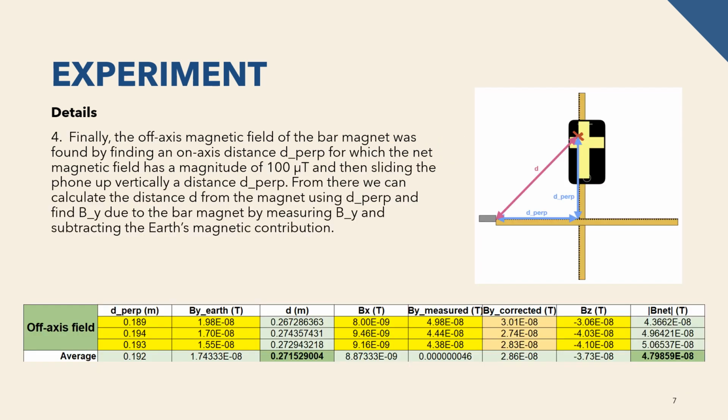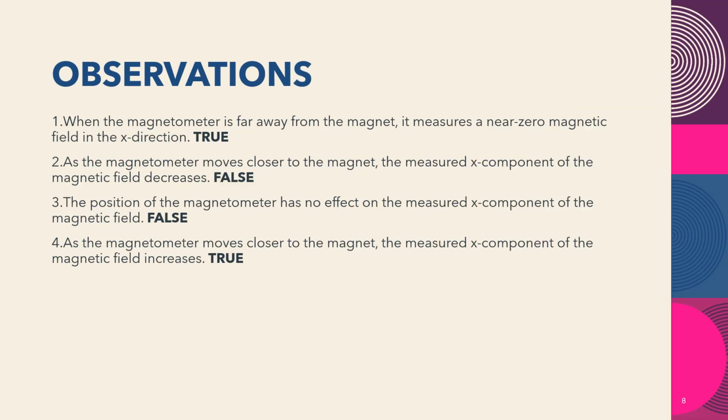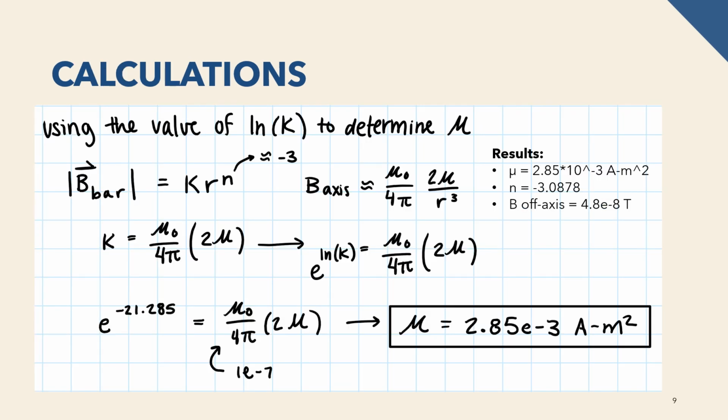Finally, the off-axis magnetic field of the bar magnet was found by following the procedure described in the slide, and the results for the off-axis field are shown in the table. The off-axis or 45-degree field ends up being around 4.8 times 10 to the negative 8 Tesla. Two things I observed are that when the magnetometer is far away from the magnet, it measures a near zero magnetic field in the x direction, and as the magnetometer moves closer to the magnet, the measured x component of the magnetic field increases.